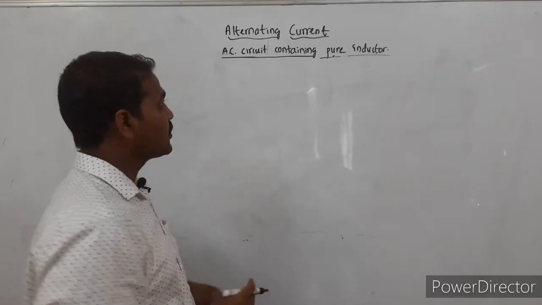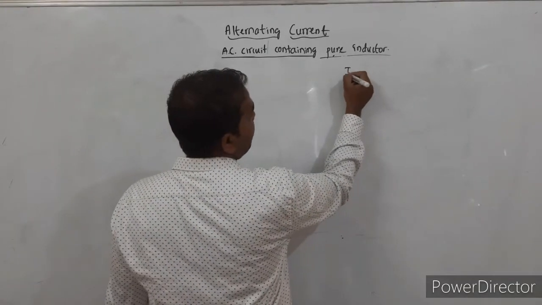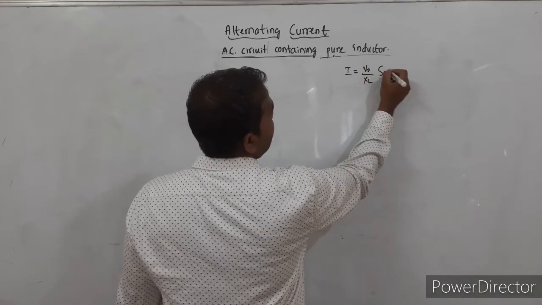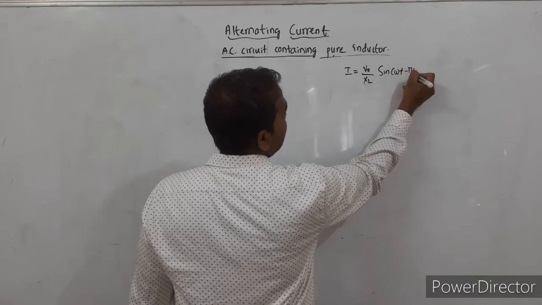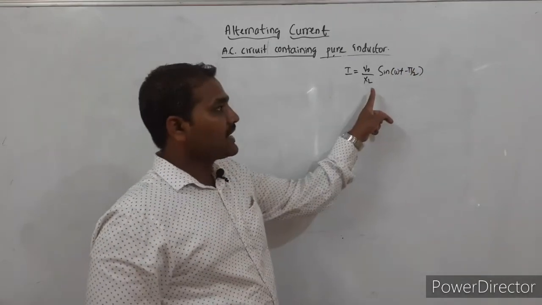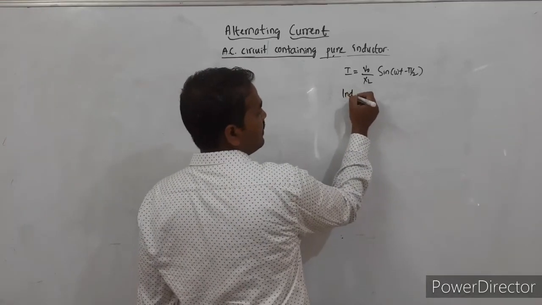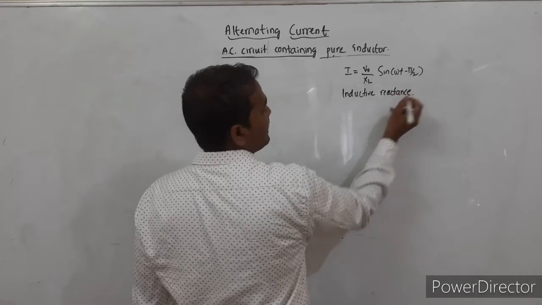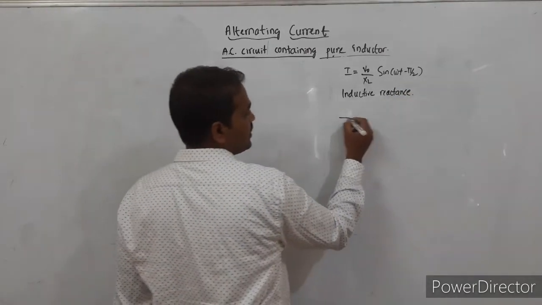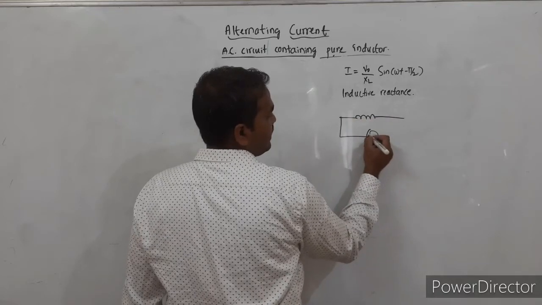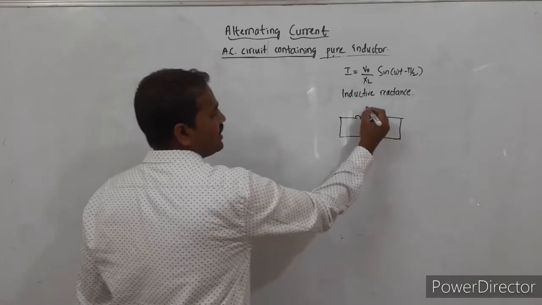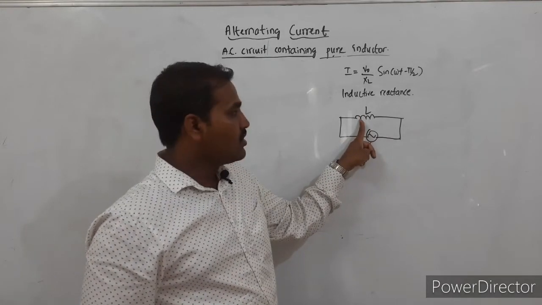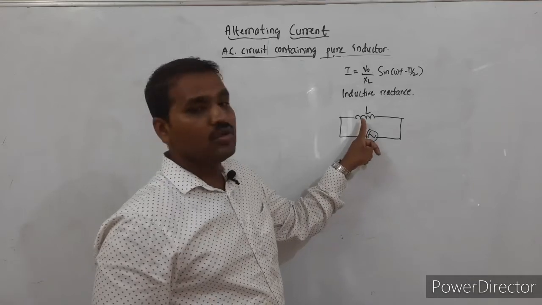For the pure inductor circuit, we have written the equation: I is equal to V0 divided by XL, sine of omega t minus pi by 2. Here XL is called inductive reactance. It is the opposition offered by the inductor for the flow of alternating current through it. If I have an inductor like this, with the AC source of supply V, L is the inductance.